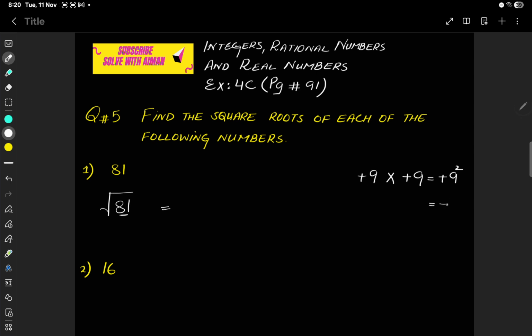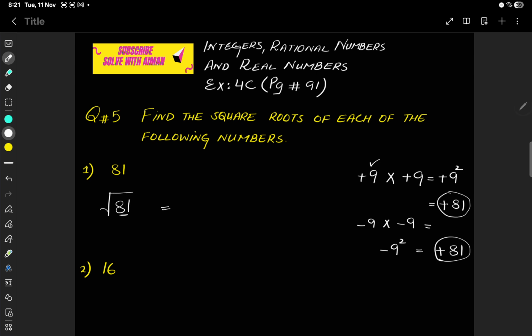9 9s are 81, right. So yes, we can call it the square of +9. We can say that 81 is +9 squared. But if we take -9, multiply with -9, again we will call it -9 squared, right? So -9 times -9, minus minus will be plus, and 9 9s are 81. In both cases we are getting the answer +81.